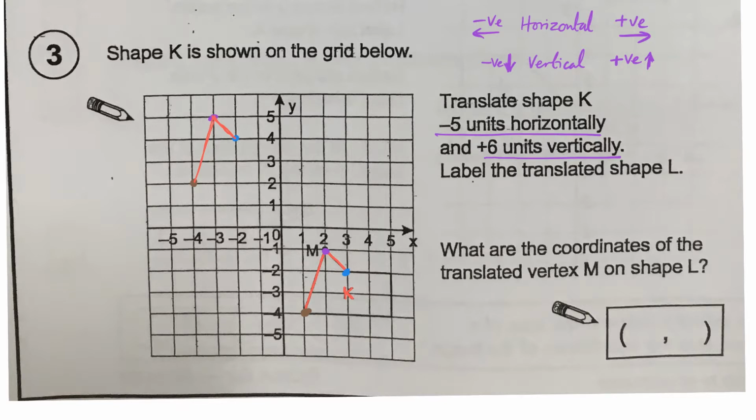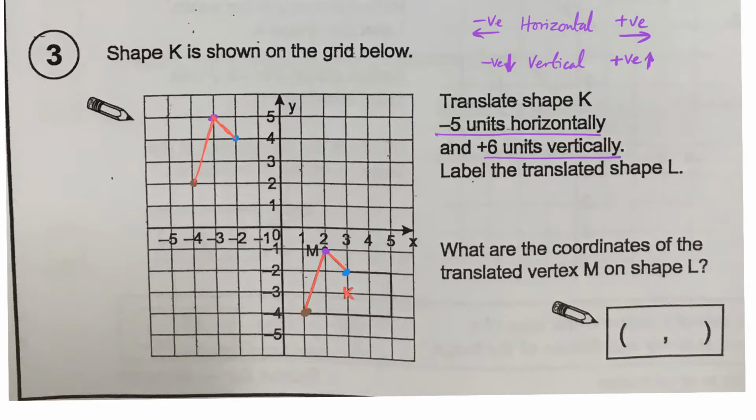And you can check this brown point here has moved 1, 2, 3, 4, 5 to the left, and then 1, 2, 3, 4, 5, 6 up. Exactly the translation. You can check with the blue one here. 1, 2, 3, 4, 5 to the left, and then 6 units up. 1, 2, 3, 4, 5, 6. It's exactly there.